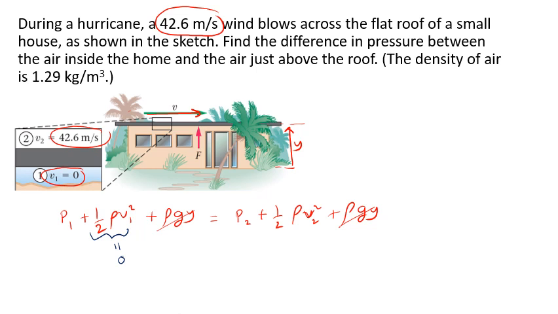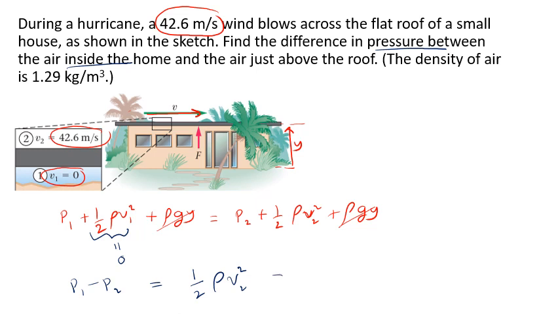We need to find the pressure between the air inside the home and the air outside the home. So we need to find the pressure difference, P1 minus P2. So P1 minus P2 is the answer that we need, and I can rewrite the other part of the equation, that equals 1/2 rho V2 squared. So that is the equation we need to solve.